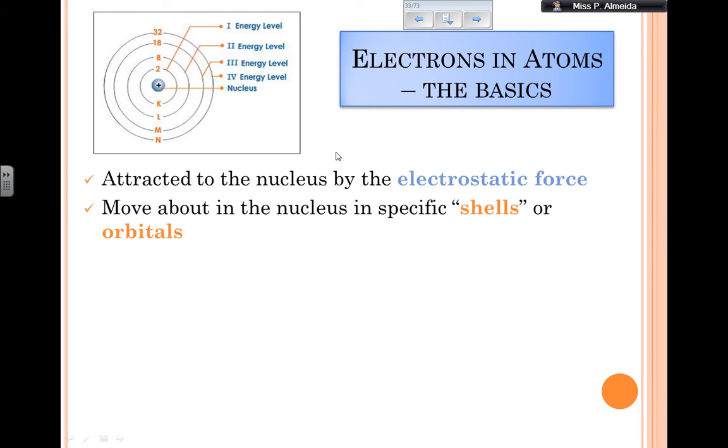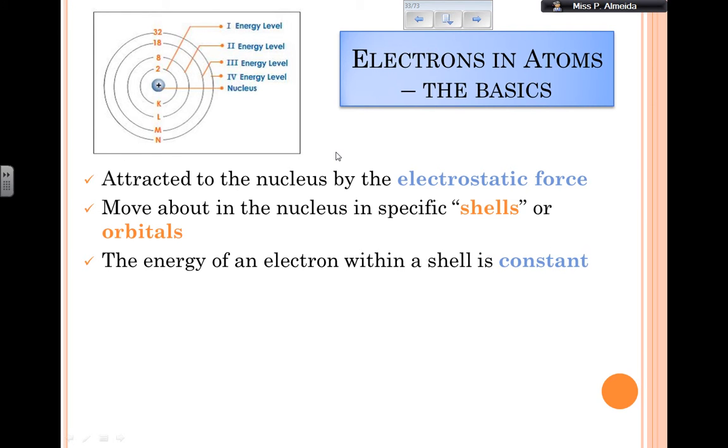So it's kind of like a DNA for the atoms, okay? The energy of an electron within a shell is constant. So if the electron is in the first shell, for example, then the energy in that shell is always the same. If it goes to the second shell, the energy level is different, but it's always the same throughout that shell, okay?